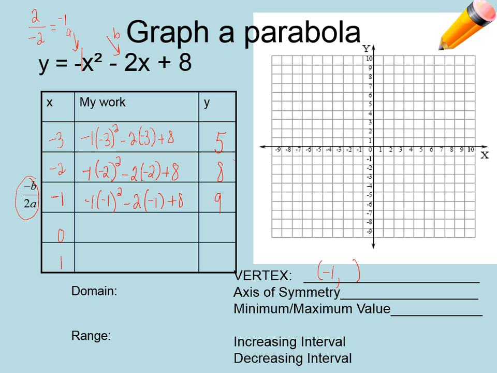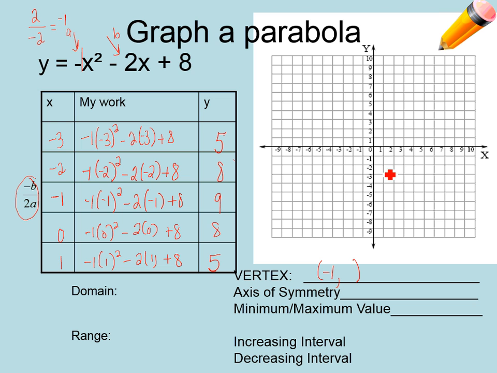Okay, now I'm going to plug in 0. -1 times 0 squared minus 2 times 0. Anything times 0 is 0. Plus 8 is 8. Now I'm going to type in a 1. -1 times 1 squared minus 2 times 1 plus 8. And if you've really figured out this symmetry, because -1 to -3 is 2 units away, and -1 to 1 is 2 units away, then this value should be the same as the value up there. And if I did that in my calculator, I would get 5.